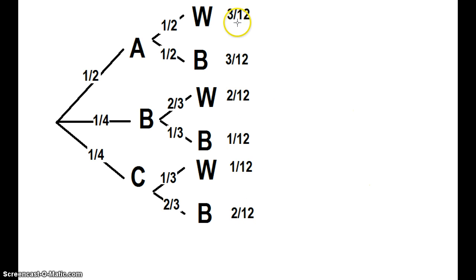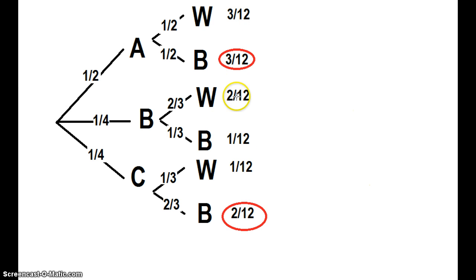Like this one's 1/4, I actually changed it to 3 out of 12. I gave them all the same denominator so that if I have to add any of these fractions together, it'll be quick and easy because they all have the same denominator already. And you should check all your probabilities of all the different branches should add up to 1. So 3 plus 3 is 6, 8, 9, 10, 11, 12. I have a total of 12 twelfths, which is equal to 1. So I did all the multiplication correctly.